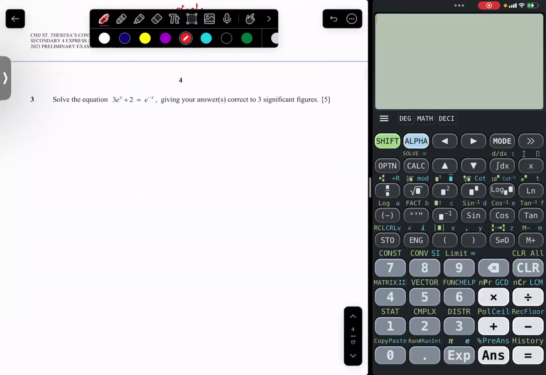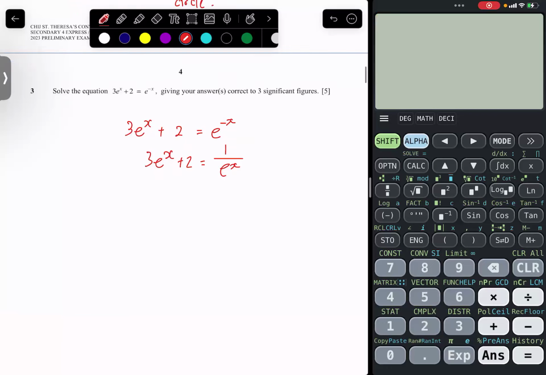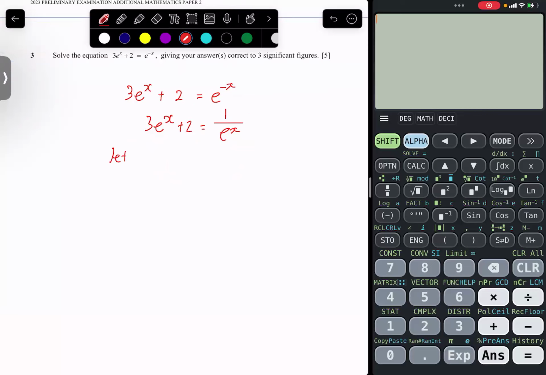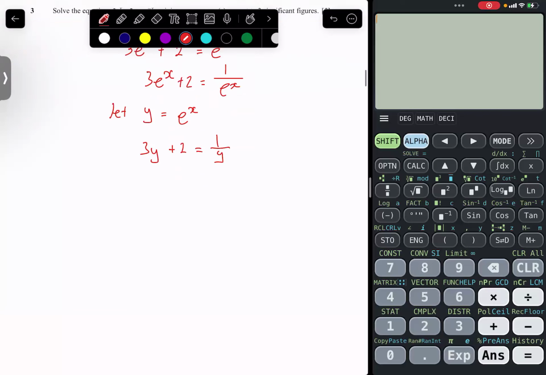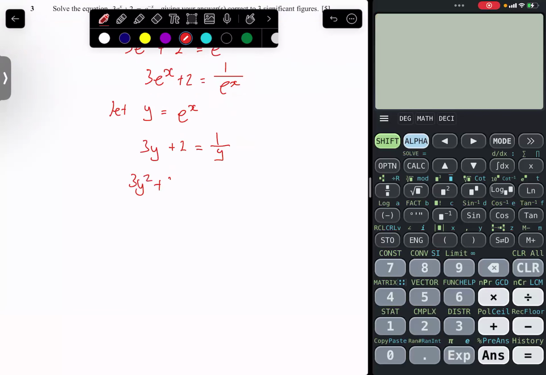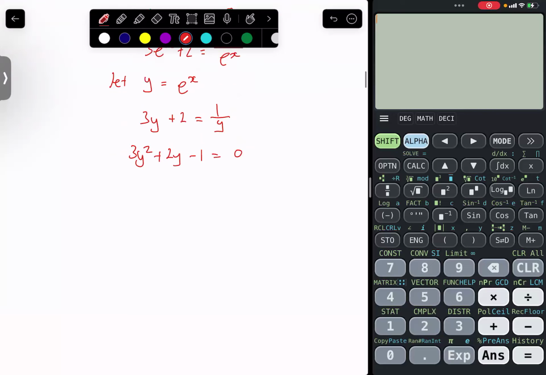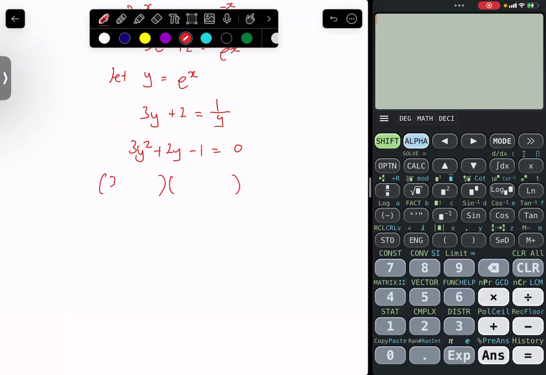Okay, question 3. 3e^x plus 2 equals e^(-x). So we can do something with the e^(-x). That will equal 1 over e^x. At this situation, pretty obvious, we have to use substitution. Let y equal e^x. So we'll have 3y plus 2 equals 1 over y. Cross multiply: 3y squared plus 2y minus 1 equals 0. Factorize: (3y, y), so we want positive, so plus 1, minus 1, equals 0.